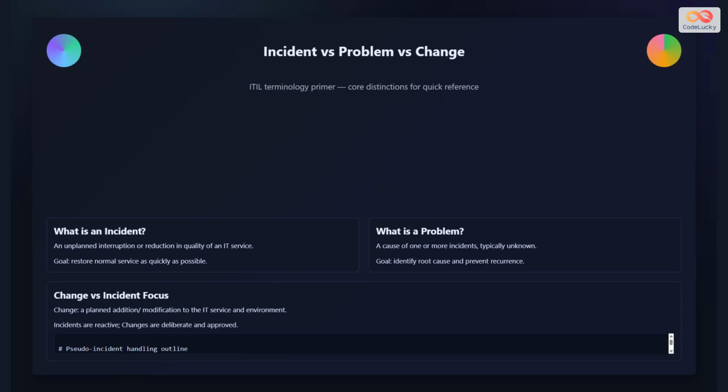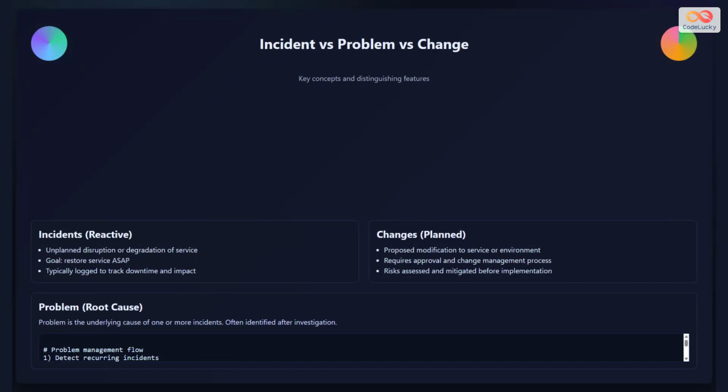This course covers three essential IT service management processes: incidents, problems, and changes. An incident is an unplanned interruption to a service or reduction in quality. A problem is the underlying cause of one or more incidents, and a change is a controlled modification to IT infrastructure or services. Understanding how these three processes work together is critical for maintaining service reliability and minimizing downtime.